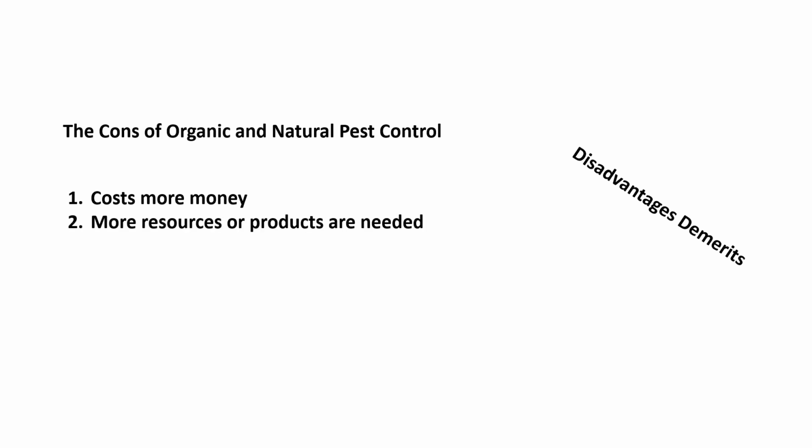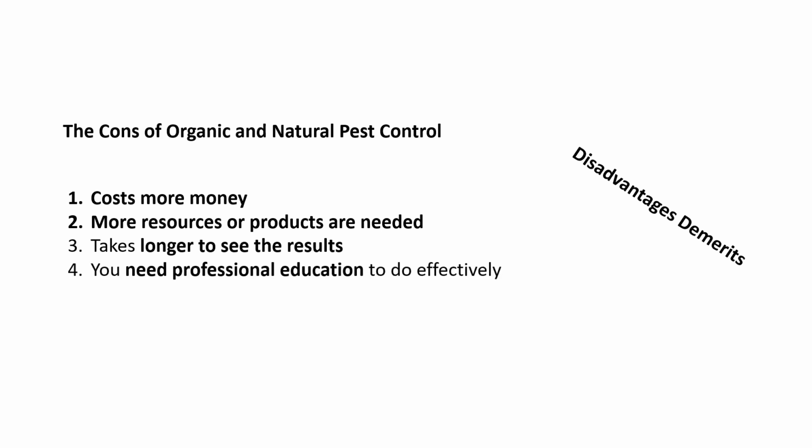Cons, disadvantages or demerits of organic and natural pest control, they may ask the question. So cost: more money is needed, more resources or products are needed for the production because fewer natural pest controls have been invented. They take longer to see the result. You have to wait for a longer time, unlike the immediate action of synthetic chemicals which you apply as a pesticide. You need professional education on how to apply it effectively, and some pests may still linger after using. It may not be eradicated completely, they linger after the treatment also.